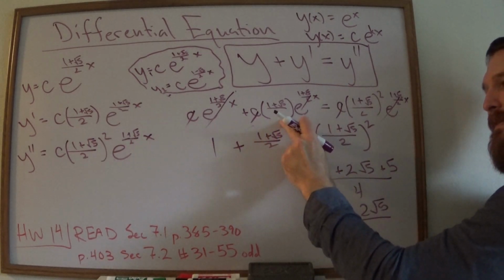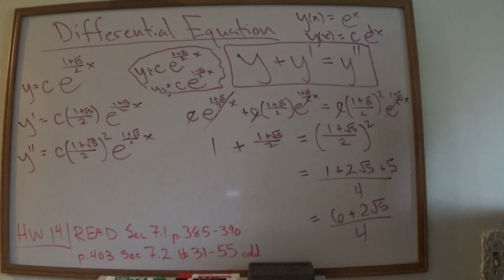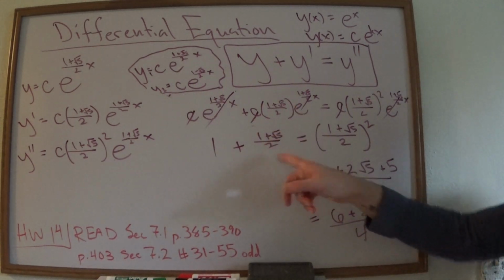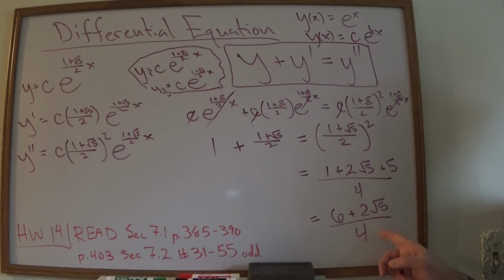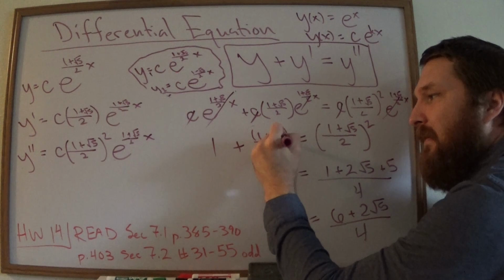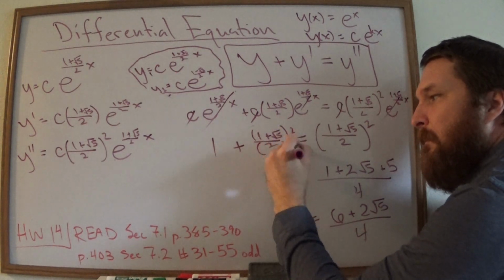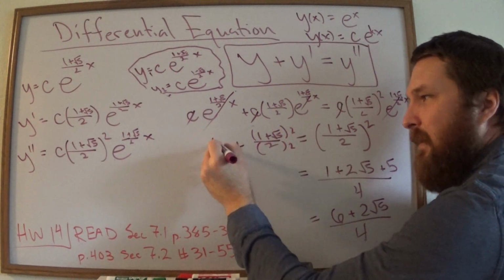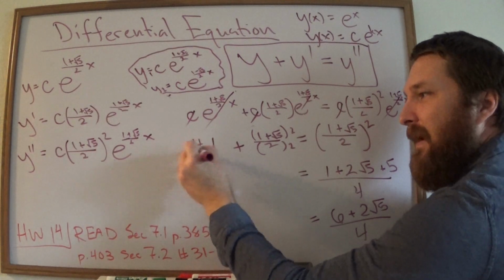This is the same thing. Now we need this to be over 4. Well, I want it to be over 4 here, so I'm going to change this. I'm going to multiply the top and the bottom by 2, and I'm going to multiply the top and the bottom by 4 here.